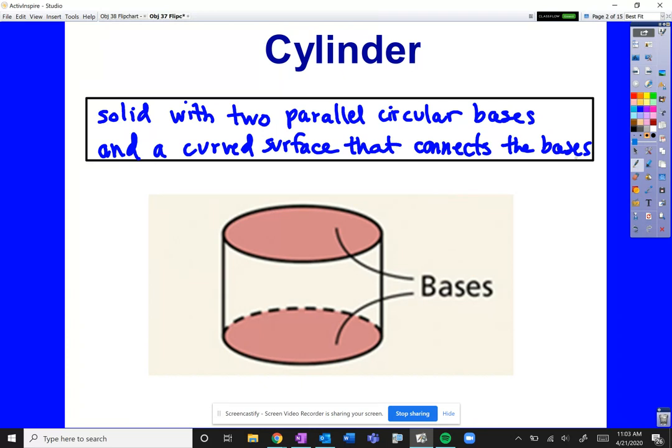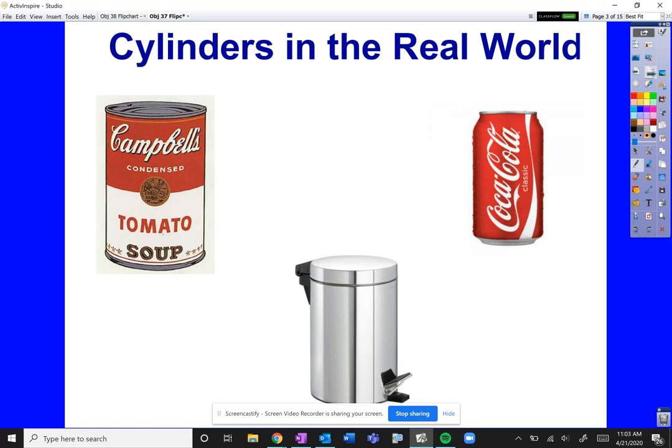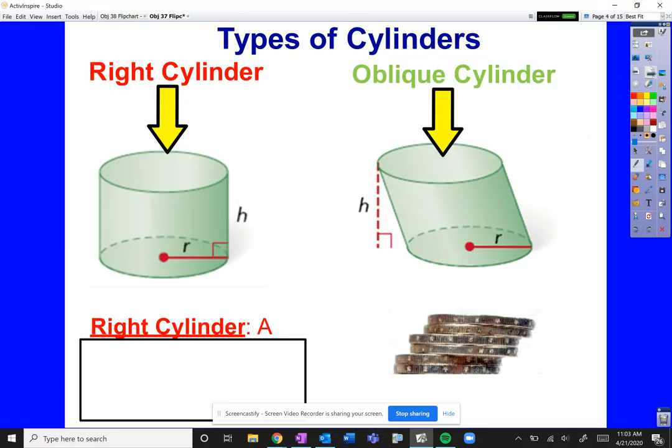So again, we see them all the time. Paper towel rolls, cans, any canned goods really, like water bottles, soda cans, glass jars that you just have lying around. It's just anything really. So we see cylinders a lot. They've got circles as bases and then a curved surface in the middle. We talked about soup cans, soda cans, garbage cans.